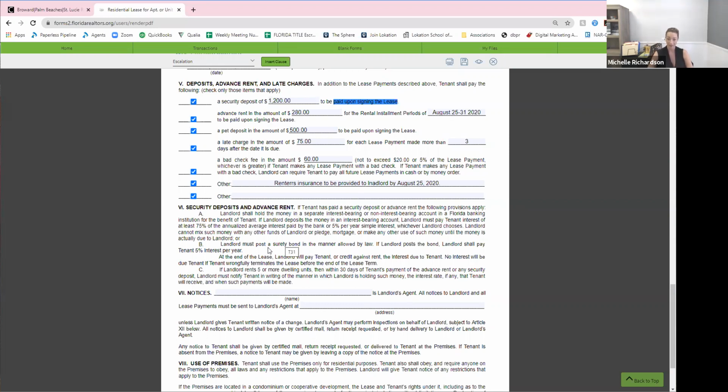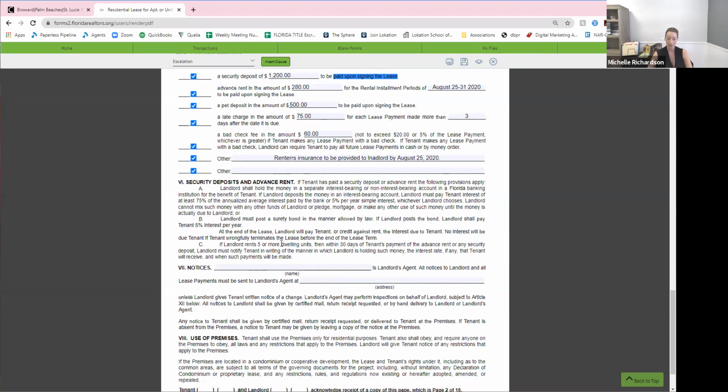It has to be in the state of Florida. They can't transfer those funds to any other state. The money has to be stuck in a Florida bank account. So it says the landlord shall hold the money in a separate interest-bearing or non-interest-bearing account in a Florida banking institution for the benefit of the tenant. If they're going to put it in an interest-bearing account, it goes on in here.